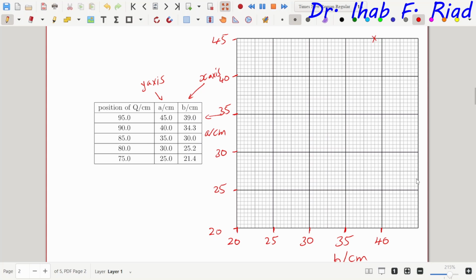What about the other point? 34.4. So 34, we have it over here. This is 31, 32, 33. This is 34, and a little bit in the middle between 34 and 34.5. So it is approximately over here. So it is 34.3, and we have 40 on the y-axis. So it is around here.